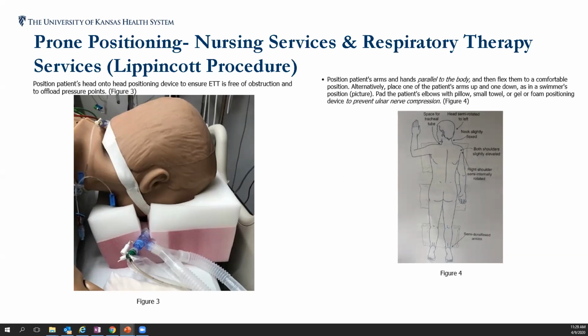This is also very labor intensive, and at KU and a lot of other institutions it may require a team of 6 people. Our Lippincott policy requires a minimum of the nurse leader, 1 RT, and then 4 additional staff. And proning isn't for every ARDS patient. It is contraindicated in patients with an unstable spine or uncontrolled intracranial pressures, or anyone with a mechanical cardiac assist device, just to name a few.